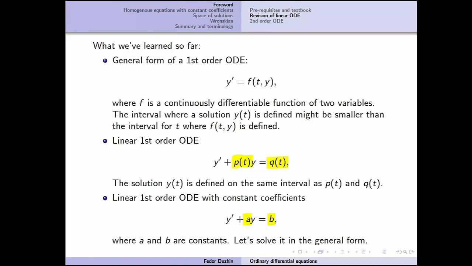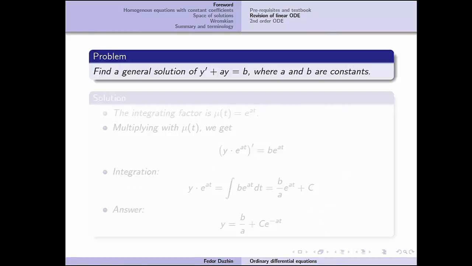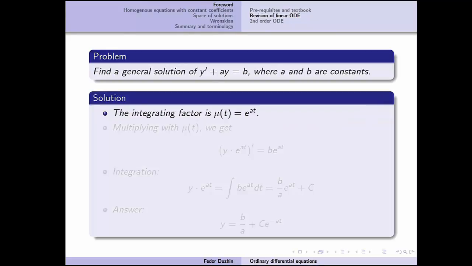Right, so let us solve this linear equation with constant coefficients in most general form. Recall that in order to solve a linear equation we need to multiply it by the integrating factor. Then the left-hand side of the differential equation becomes a very convenient form. It is the derivative of the product of the unknown function and the integrating factor.